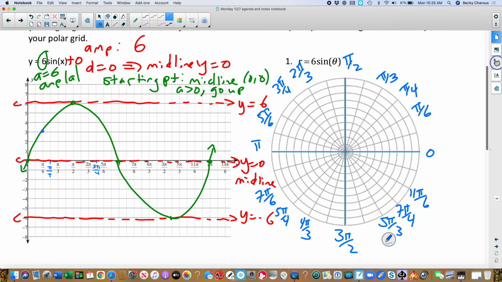I actually drew it pretty well. So pi over 6 is an exact point. That's 3, because sine of pi over 6 is 1/2, and 1/2 times 6 is 3. Okay, and let's see. I'm going to give you a couple other nice points.